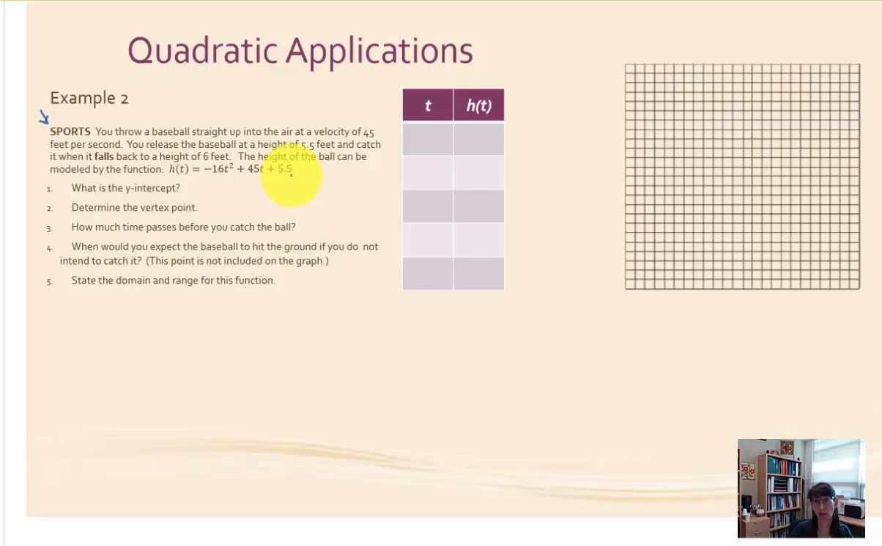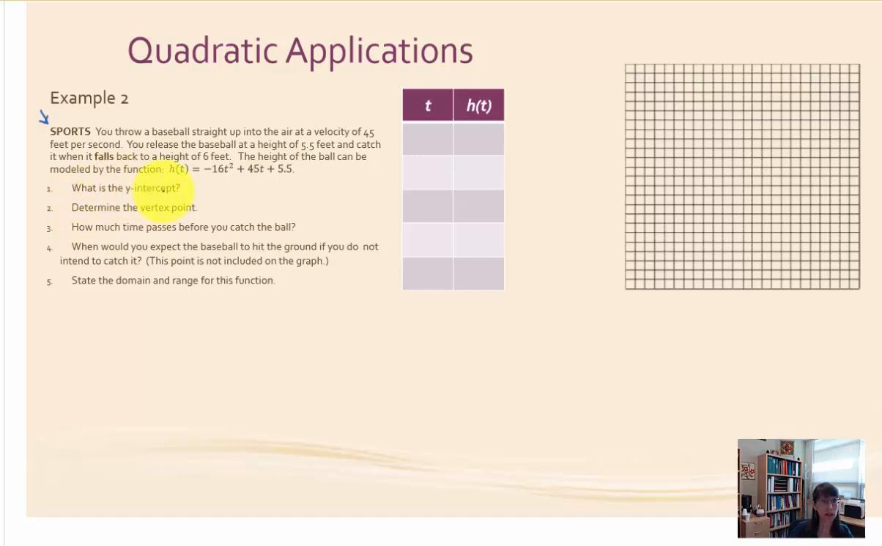So notice that 5.5 corresponds to the height when the ball was released. 45t corresponds to the velocity. We have a few questions to answer, and we will be collecting our information in the table and then graphing all of the ordered pairs that we generate. Our first question is to find the y-intercept.